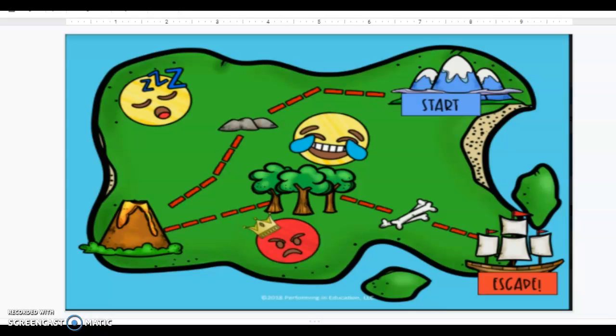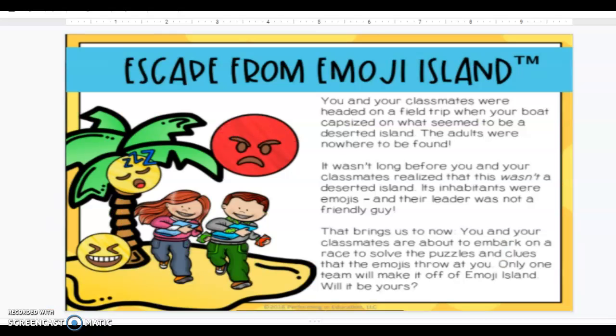Hey, third grade, today you are going to be completing an escape room, all right? So you are trying to escape from Emoji Island. You and your classmates were headed on a field trip when your boat capsized on what seemed to be a deserted island. The adults were nowhere to be found. It wasn't long before you and your classmates realized that this wasn't a deserted island. Its inhabitants were emojis, and their leader was not a friendly guy.